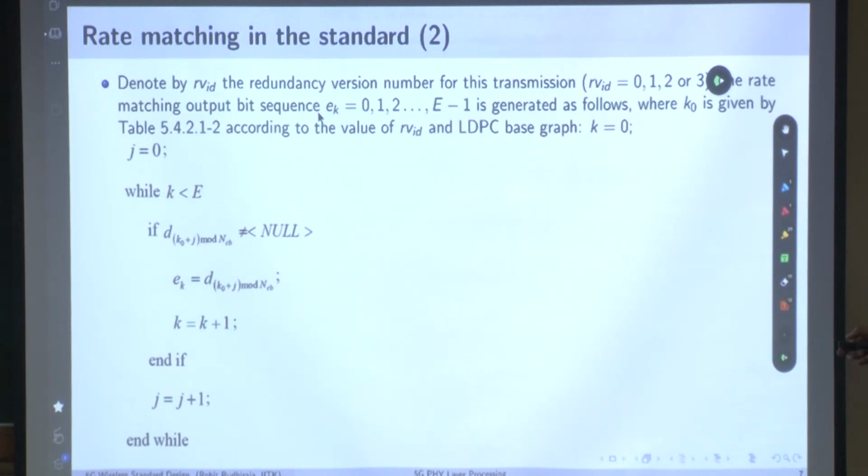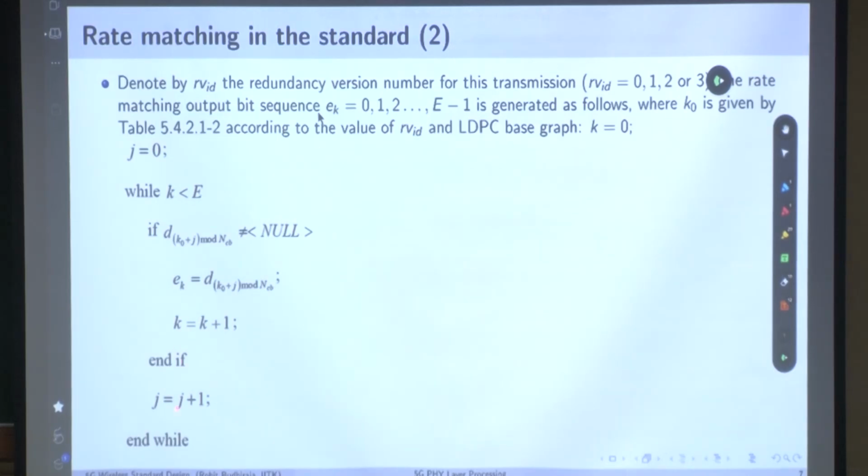Now, if D1 is, let us say, null, just for example, what will happen? Then you come here. You will not write that bit into the output buffer. So the K index doesn't get increased; only the J index gets increased. That's how this rate matching removes the null bits.